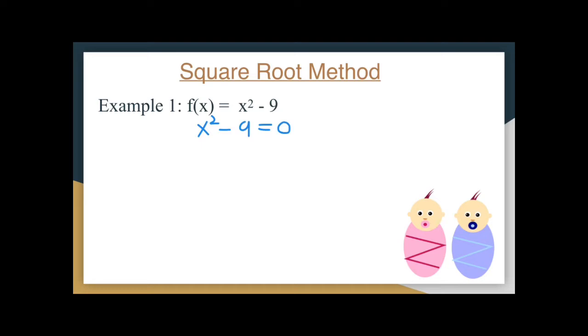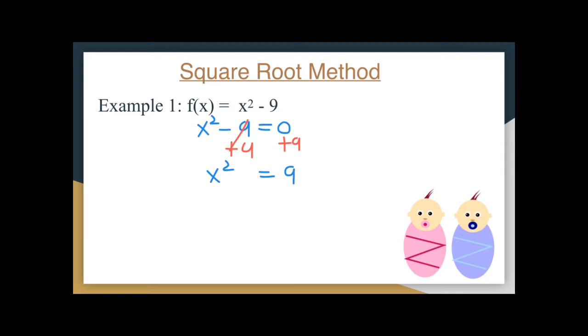Now, second step is to isolate your quadratic term. So we have minus 9, so we have to add 9 to both sides because we want to isolate x squared, and we want that to exist alone without any attachment, without any other terms on the left side of the equation. So this cancels, becomes 0. Now we have x squared equals 9.